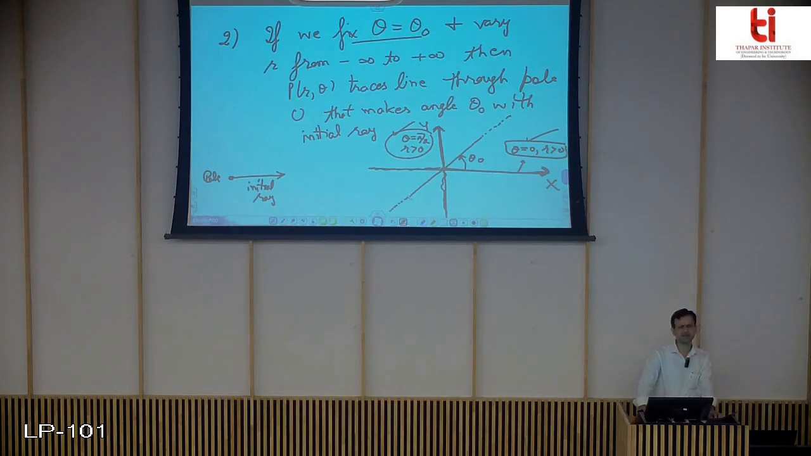Even if nothing is given about r, r can take any value. However, if it is mentioned, say theta is pi by 2 and r varies from -1 to 2, then you have to restrict the value of r, which restricts the length of your ray. So this is the second point that we discussed here.